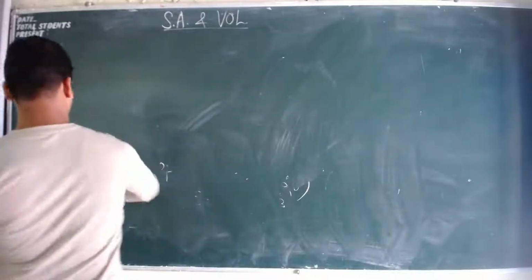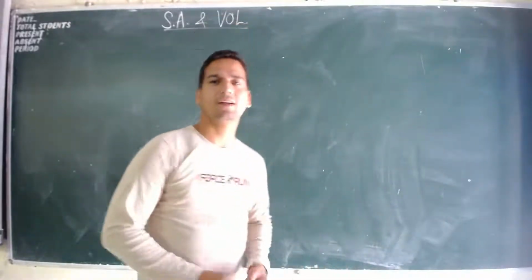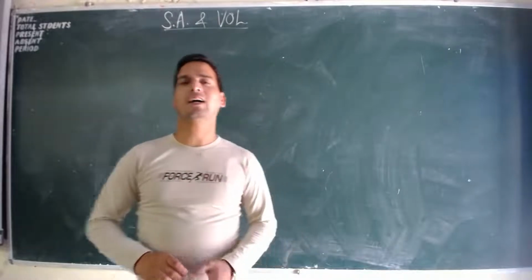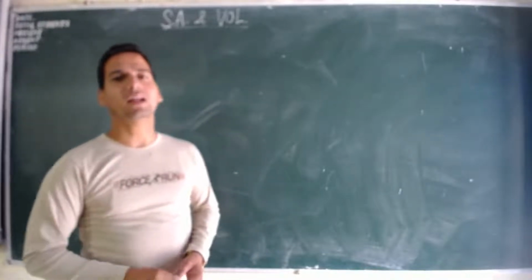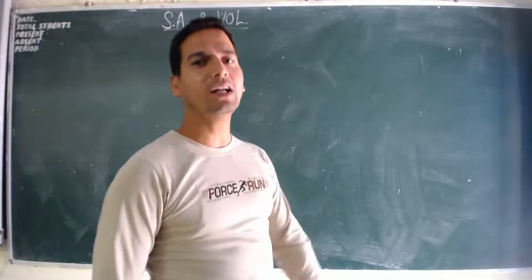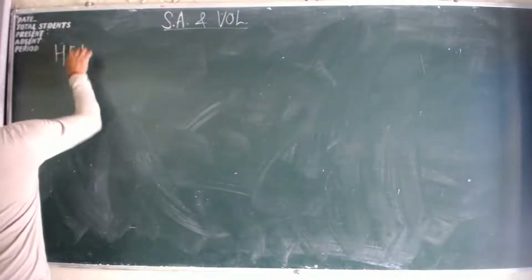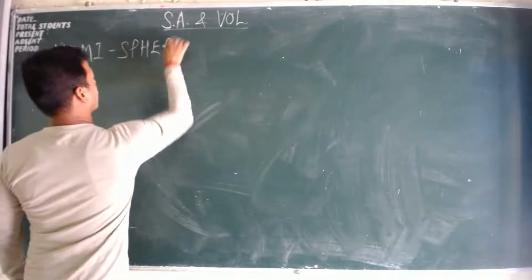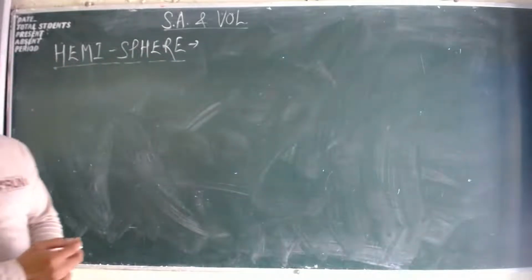Hemisphere. Some students get confused with semisphere. Semisphere is not correct, because semicircle is used, but it is not used for a sphere. In the case of a sphere, semisphere is not a word. Hemisphere is the word. Half of the sphere is called a hemisphere, just like a bowl.